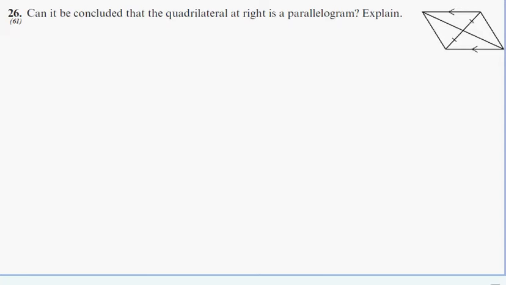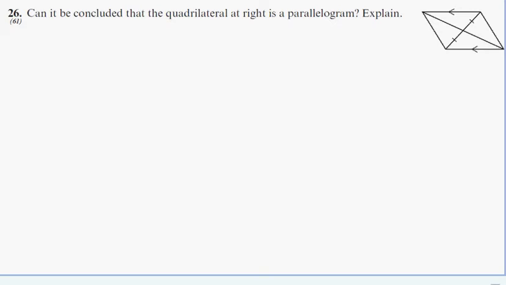Question 26 is asking if we can conclude that the quadrilateral at the right is a parallelogram. My suggestion is to begin by looking at some of the triangles that are inside this potential parallelogram and see if you can prove that those are congruent.